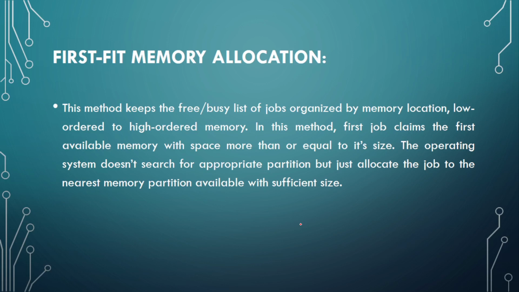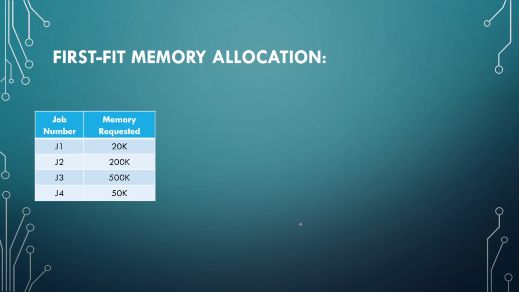The operating system does not search for an appropriate partition but just allocates the job to the nearest memory partition available with sufficient size. So all we have to remember is that memory is allocated with space more than or equal to the job's size. Here we have an example to understand first fit memory allocation. We have four jobs, job 1, 2, 3 and 4, with memory requests.